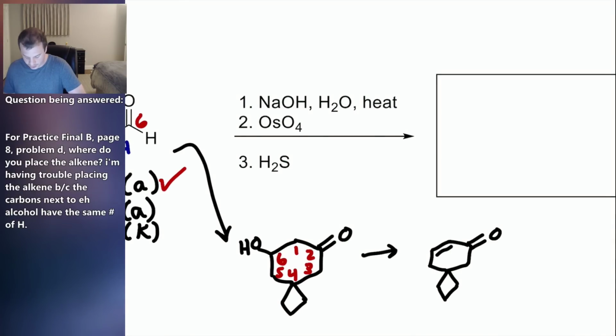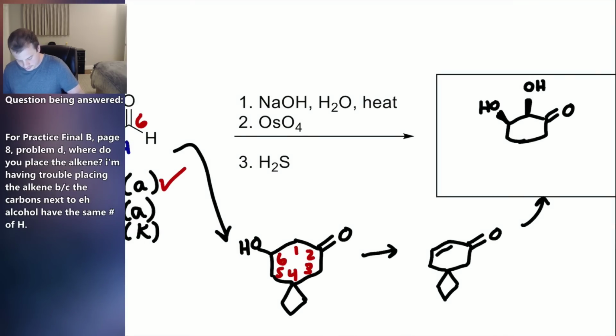Then OsO4, H2S, is going to make the cis diol. Okay, and there's your final product.